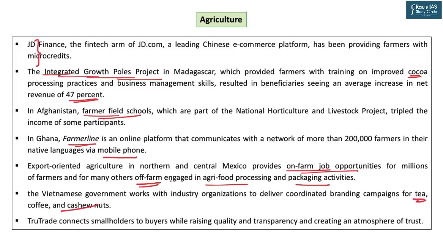When farmers' crops finally go to market, many of those in emerging economies do not know whether they are getting the best price or not. And there are many platforms for that. You have eNAM in India. Similarly, there's a platform called True Trade in Uganda. True Trade is an example of a digital technology, and this is bridging the information gap. True Trade connects small farmers to buyers while raising quality and transparency and creating an atmosphere of trust.